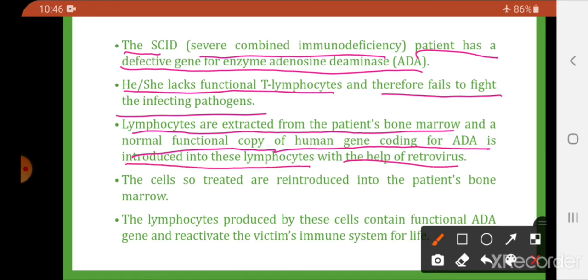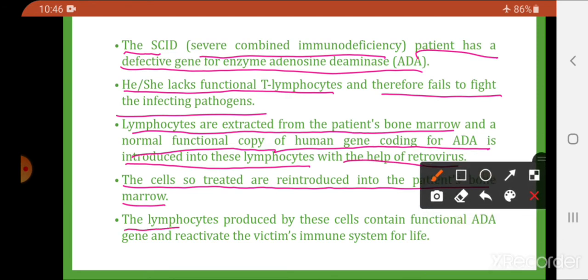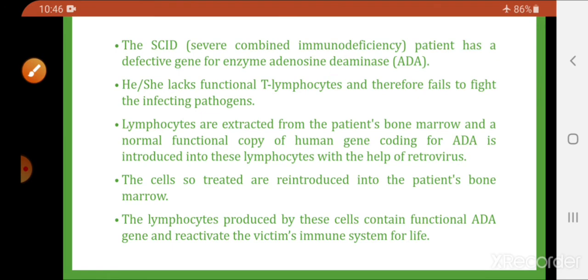क्या करते हैं? बोन मैरो में से lymphocytes को extract करते हैं and then the functional gene which codes for the enzyme ADA is introduced in these lymphocytes using the retrovirus. The cells so treated are reintroduced into the patient's bone marrow. Okay, फिर से ये cells कहाँ पे डाल देते हैं? Bone marrow में. Now what will happen? The lymphocytes produced by this cell contains functional ADA genes and reactivates the victim's immune system for life.